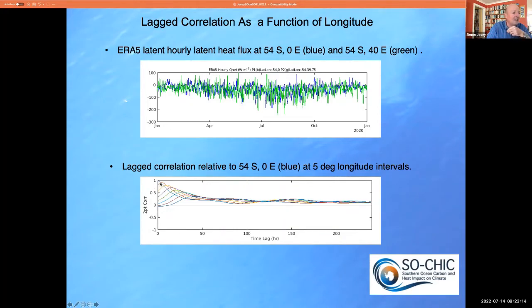This is the correlation at 5 degrees east, 54 south, relative to 54 south, 0 east. And of course, you expect a delayed peak in the correlation because that gives you an advection time for the major cyclonic systems coming through. And then you're seeing the peak driven by the peak in wind speed, etc.